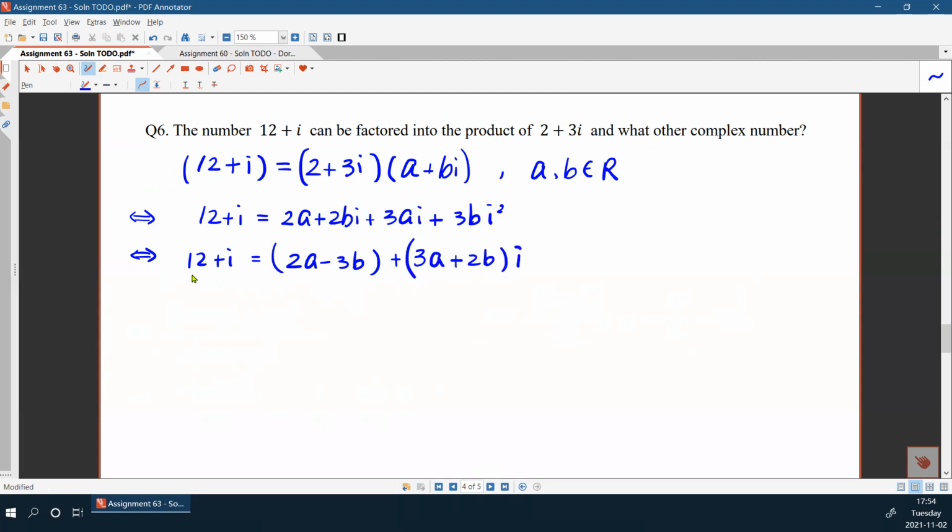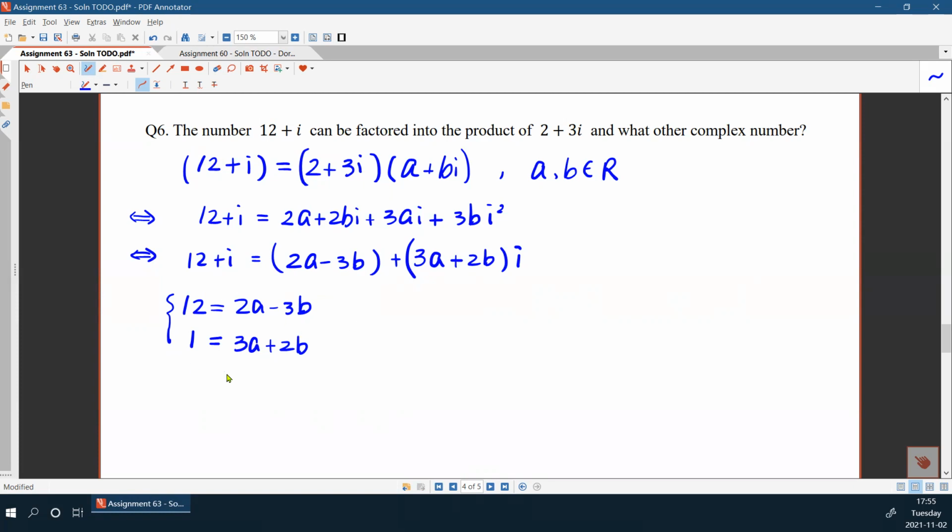Okay, so when you have the complex number on the left side equals the complex number on the right side, that means their real parts should be the same, which is 12 equals 2a minus 3b, right? And also their imaginary parts are equal. So 1 equals 3a plus 2b, right? So that means you can successfully convert the original problem into a system of 2 linear equations.